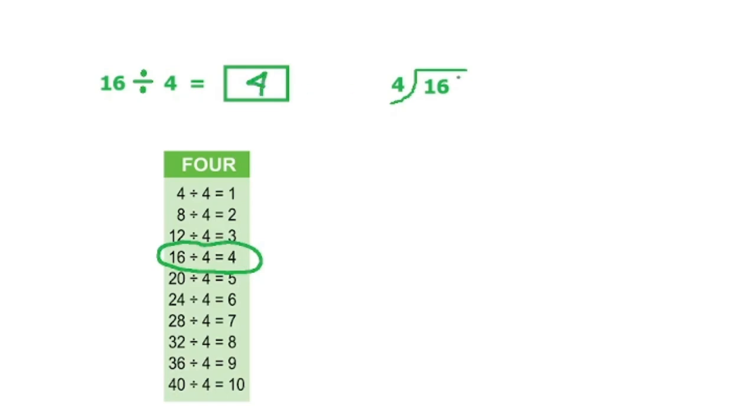And you might also remember that as a division or multiplication fact, that 4 times 4 gives you 16. So if you were to write this as a multiplication, it would look like this. 4 times 4 equals 16.